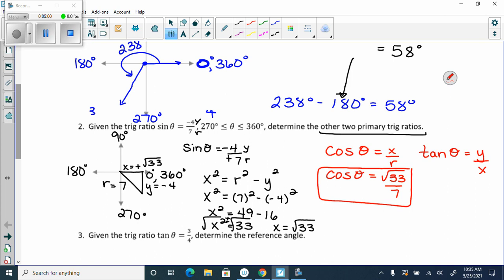This question would be out of 3 marks. This would get you 0.5, 0.5 for drawing it. This would get you 1 mark. And then doing the tan would get you the other mark. So tan theta equals y, which is -4 over root 33. But then I have to remember to rationalize the denominator. I can't leave it like this.